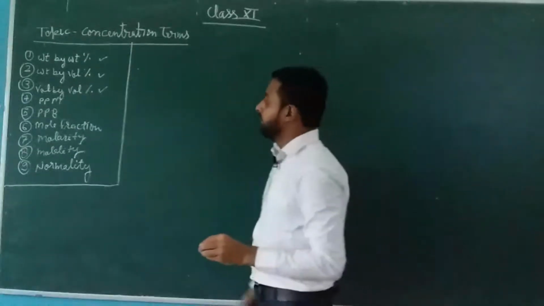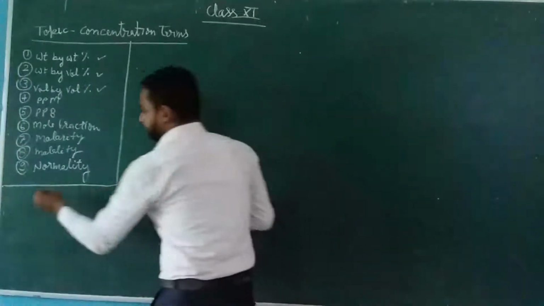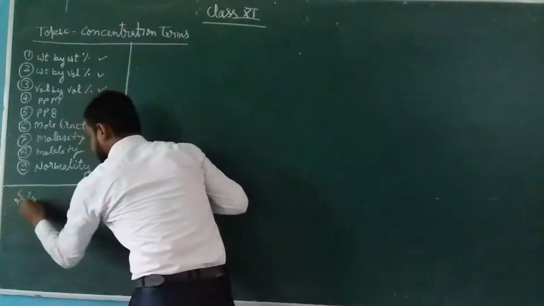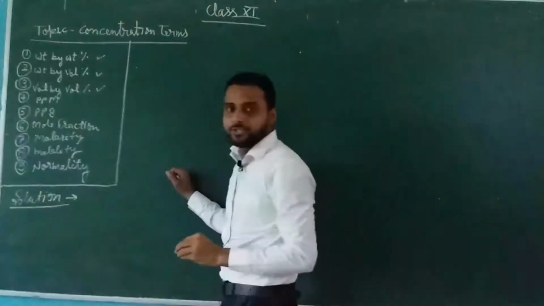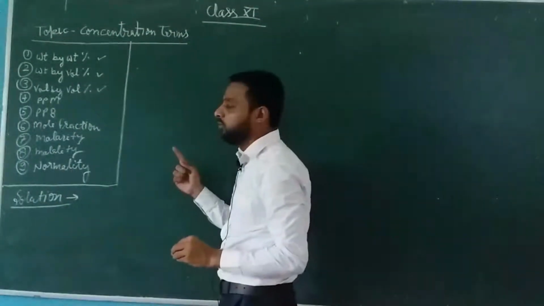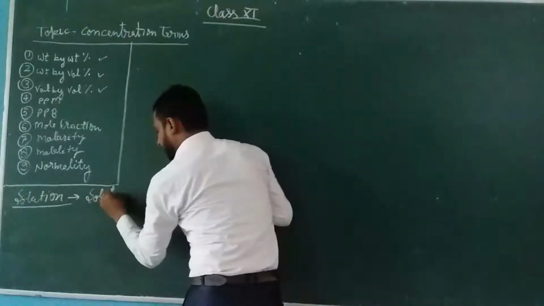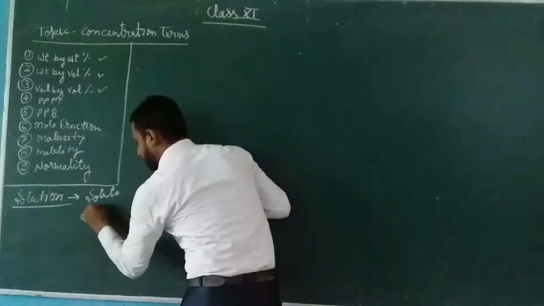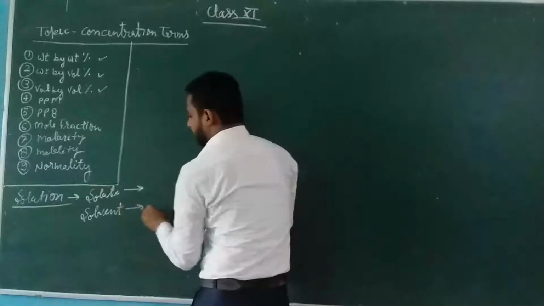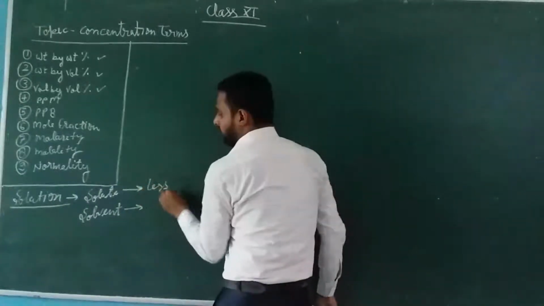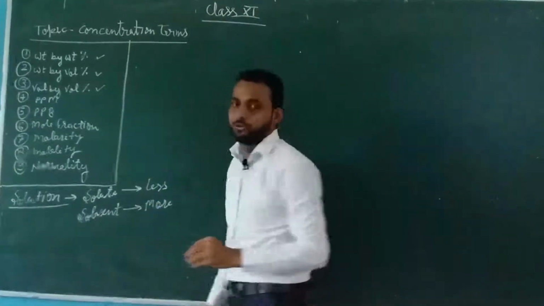Before coming to this topic, firstly we should know what a solution is. A solution is a homogeneous mixture which is made up of two components, that is solute and solvent. Solute is less in amount and solvent is more in amount in a solution.